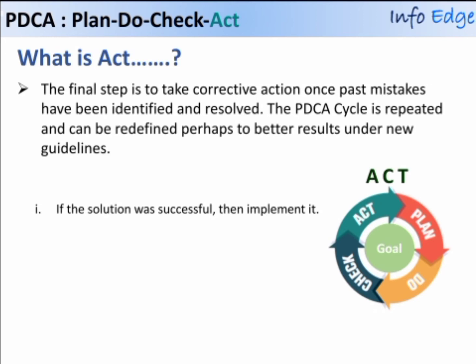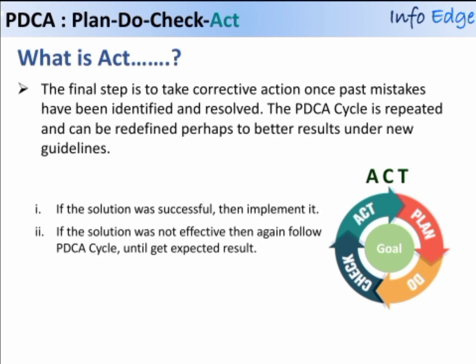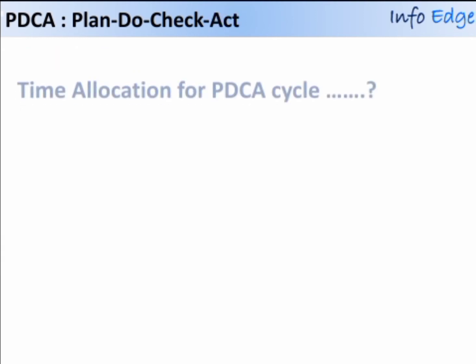If the result was successful, then implement it again. If the solution was not effective, then again follow the PDCA cycle till we get the expected results. So this is a cyclic process. We have to do implementation continuously. Once we get the results effectively, we implement it and hand it over to the respective team. If the result is not as expected, then we have to re-perform all the PDCA activities till we get our exact results.